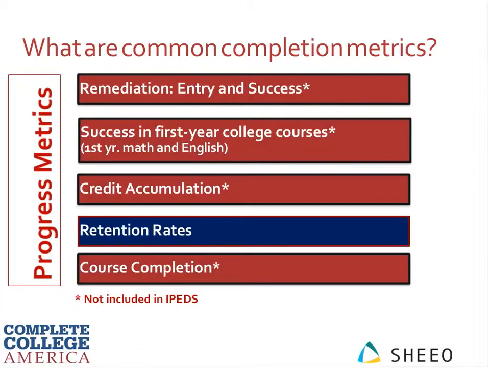As far as progress metrics go, we really get into the student pipeline and look at remediation, entry, and success: the students who enter remediation, in English, reading, or math, and the students who complete the sequence and then go on to the gateway course. We look at success in first-year college courses. We look at credit accumulation, how many hours students are accumulating in their first year. We look at course completion, what percentage of courses are being completed, and we look at retention rates. And again, the only one of those metrics that's in IPEDS is the retention rates. Next slide, Katie.